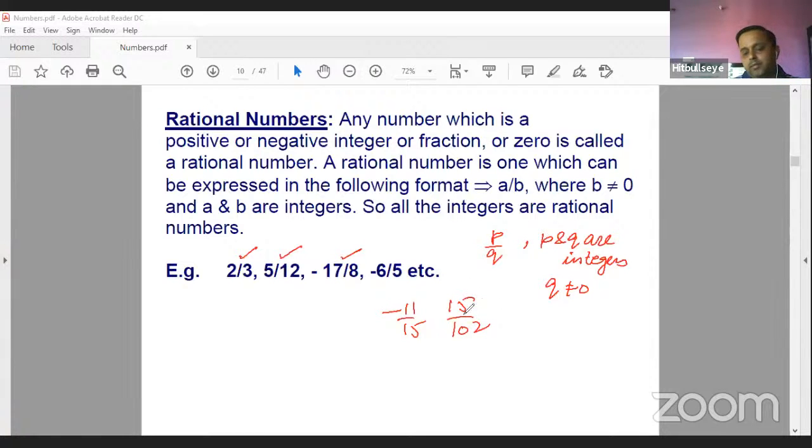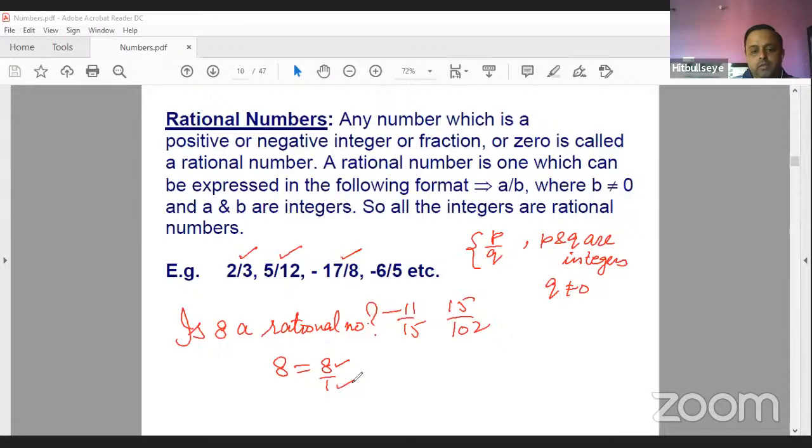Now, if I ask you one question, please answer that. Is 8 a rational number? Yes or no? Is 8 a rational number? Is 8 of the form P over Q? Yes, good Sunny. 8 is of this form also. The reason being, you can write 8 as 8 upon 1. 8 can be written as 8 over 1. So P is 8 and Q is 1 here. 8 is also a rational number.